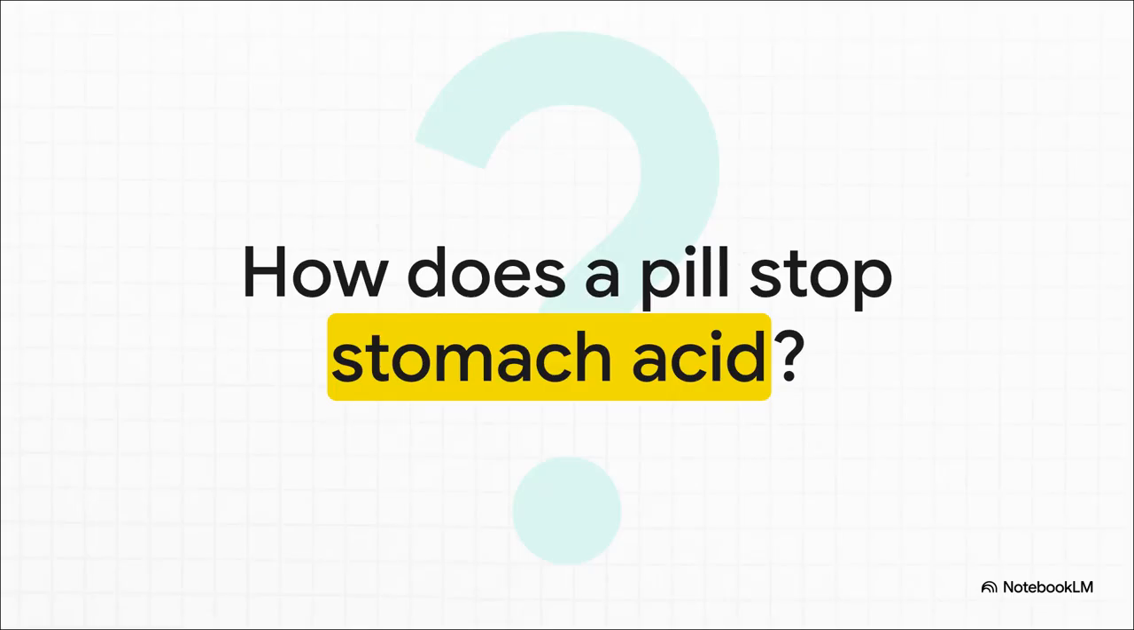Now I want you to really think about this question as we dive in. How does a tiny pill, swallowed with just a normal glass of water, know exactly when and where to stop stomach acid? And how does it do that without shutting down everything else in your body? Honestly, it's just an absolute masterclass in chemical engineering.